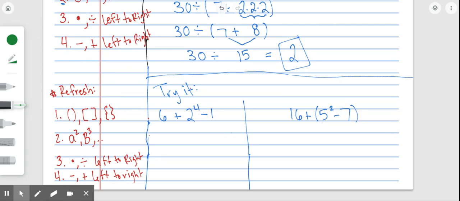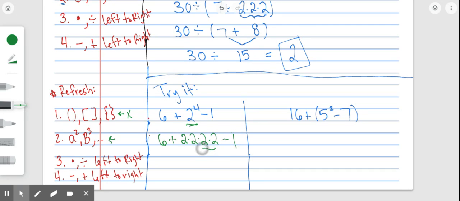So I check, are there any grouping brackets? No, so I'm done with that one. Are there any exponents? Absolutely, 2 to the 4th is an exponent, which means 2 times 2 times 2 times 2. And I'm not all the way done with it, so I'm going to just rewrite everything else in the expression. I have a 6 plus and a minus 1. Okay, make sure that it's in the same order as it was originally.